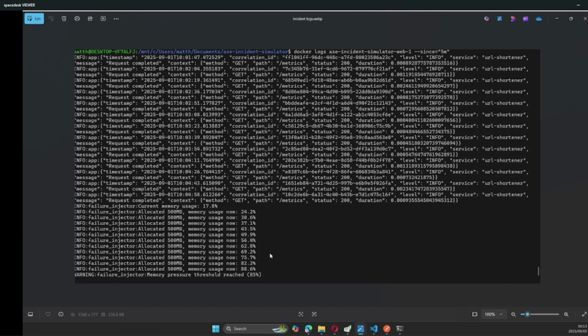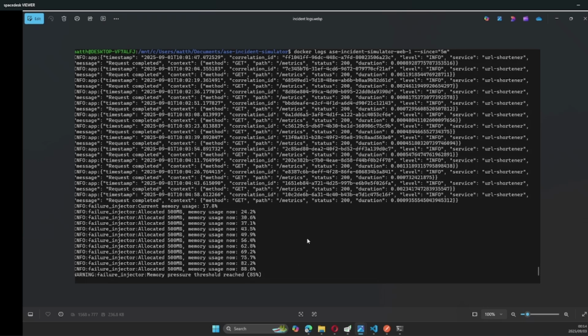Here's the memory allocation sequence in the logs. We can see it went from 24% to 43% to 60%, all the way to 88%. The system logs show exactly how the failure progresses. So the ASE teams or whoever is in charge will use the timeline for reconstruction of the root cause analysis.